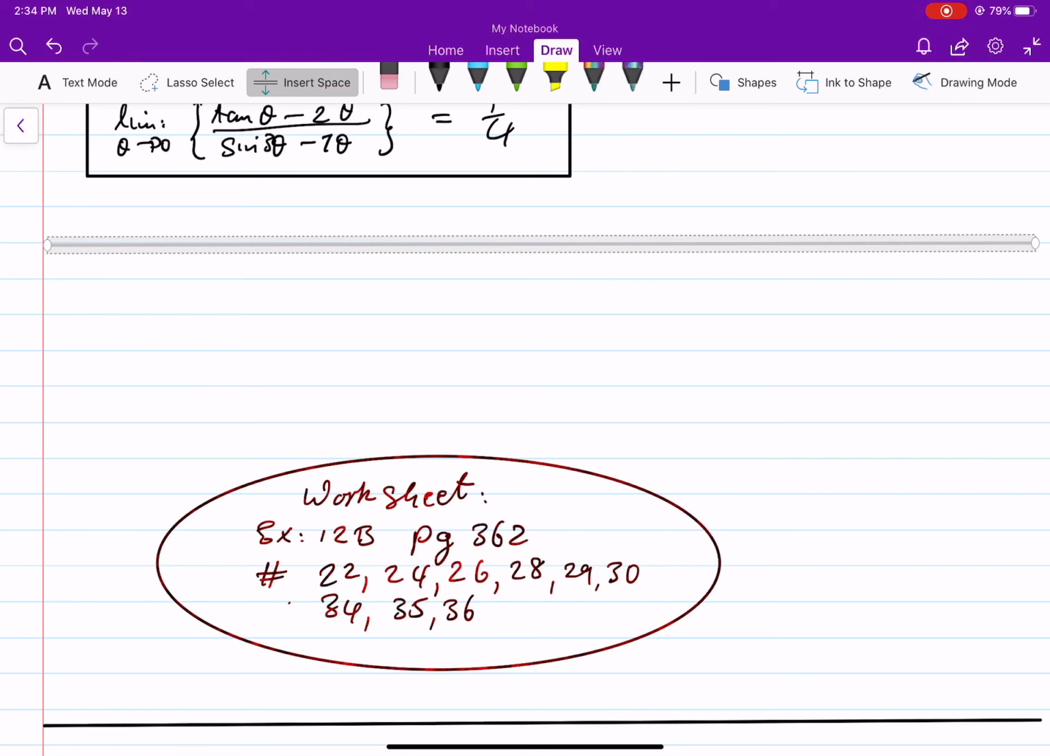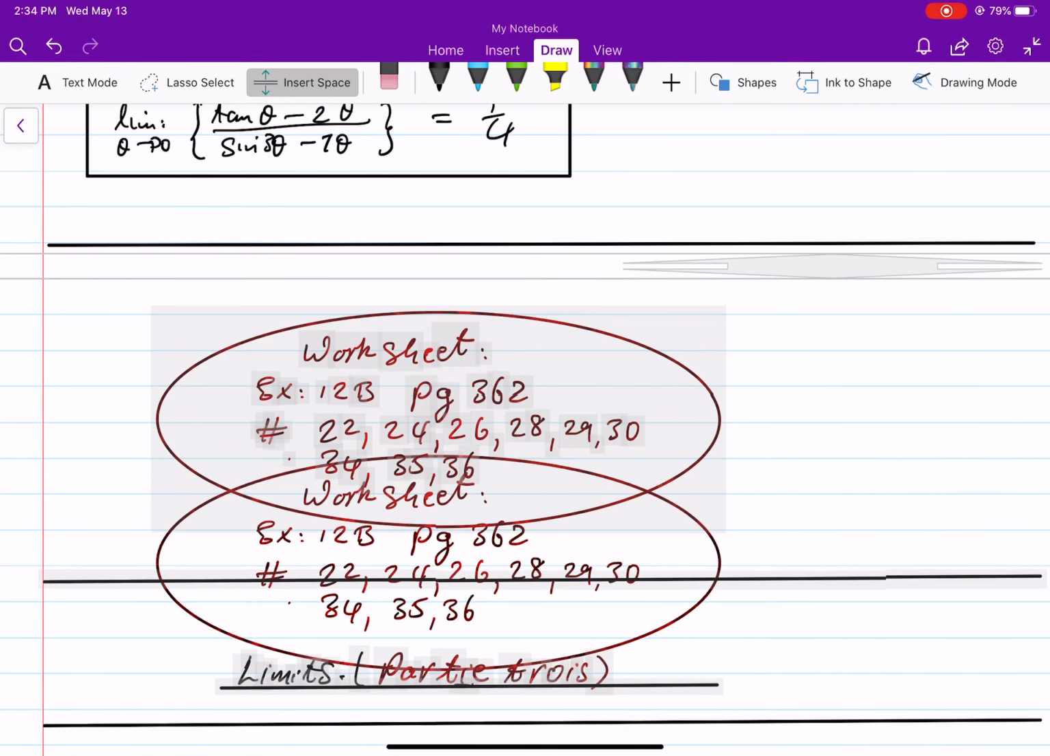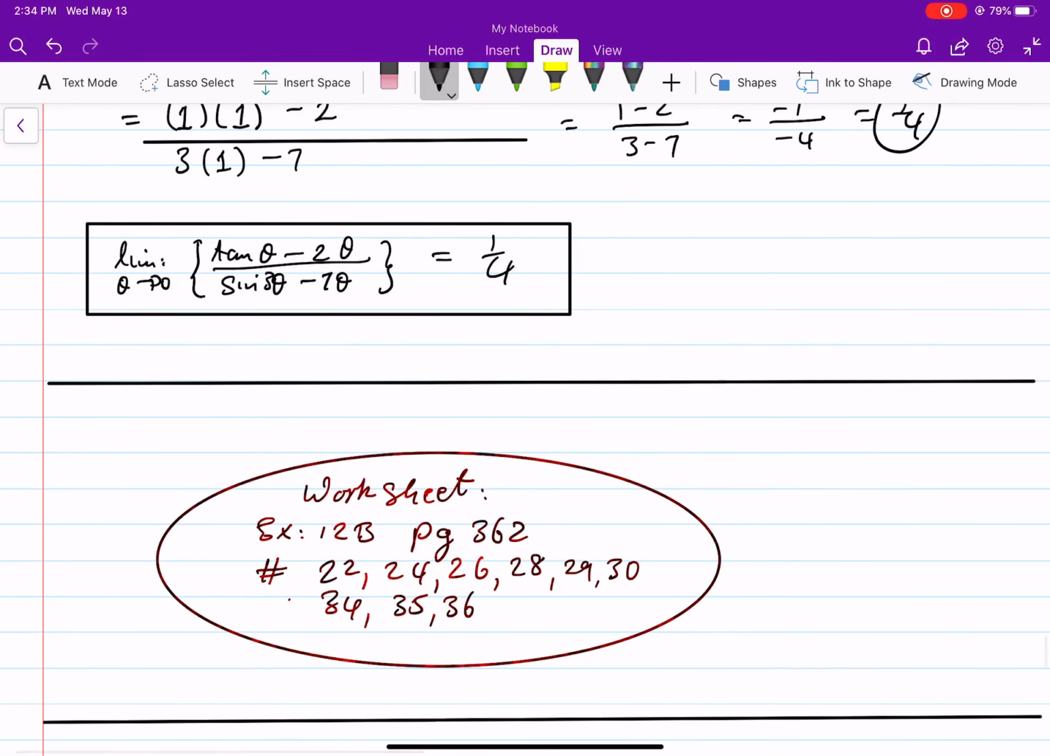The homework is from our regular text. Nothing has changed. I'm using the regular textbook, exercise 12B on page 362, and the numbers are as shown there: 22, 24, 26, 28, 29, 30, 34, 35. This is a good workout. You should be in good shape after you're finished with that worksheet. And this video is pretty quickly done.